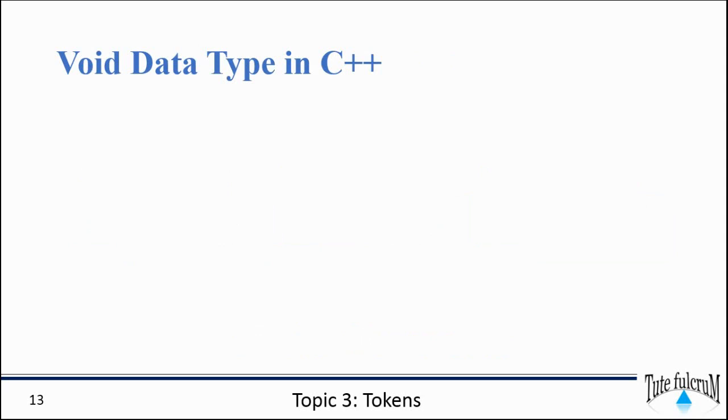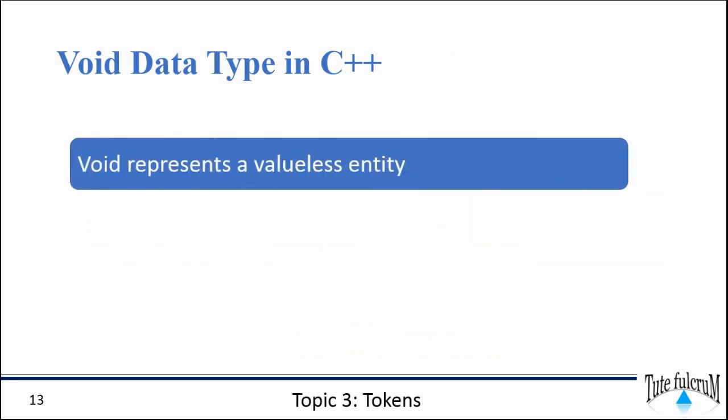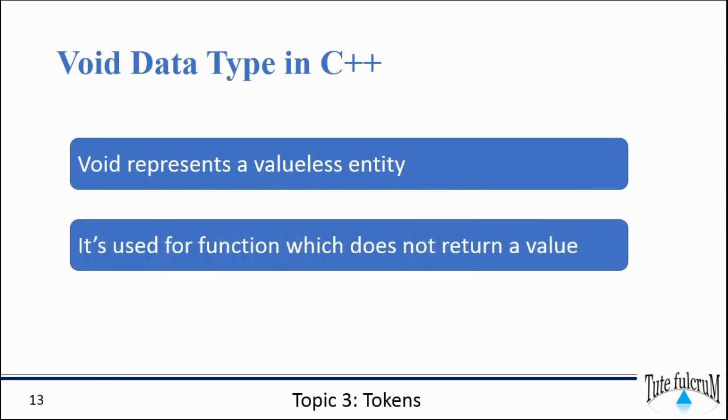Void data type in C++. Void represents a valueless entity. It's mainly used along with functions. When you have to write a function which does not return a value, you make use of void data type.